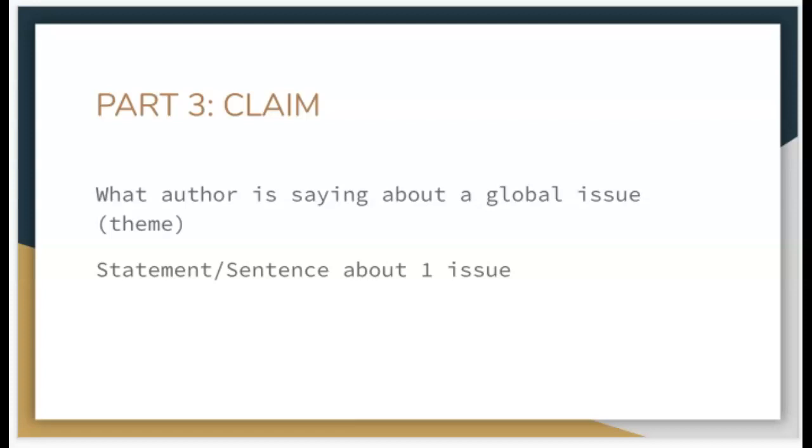So your global issue is like the subject, and then you have a theme that's included. It should be a statement or a sentence about that one issue. So this is where we get to make the interpretations. This is where we get to say what Banksy is saying about that topic. So you're not just talking about racial clashes. You're explaining what Banksy is saying about racial clashes. You're not just saying, oh, there's a culture war. You're explaining what Banksy is getting at with that culture war.